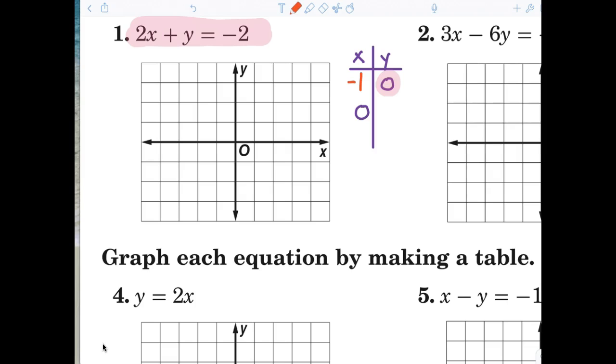Yes, that's exactly right. If the y value is 0, this becomes a 0, and you're left with what? 2x equals -2. Therefore, x equals what? -1. All right? Now we're going to think again.